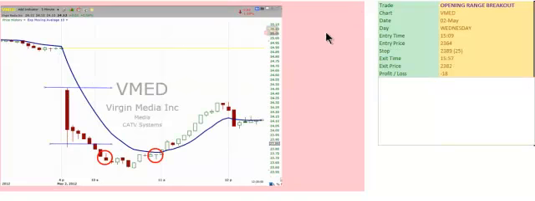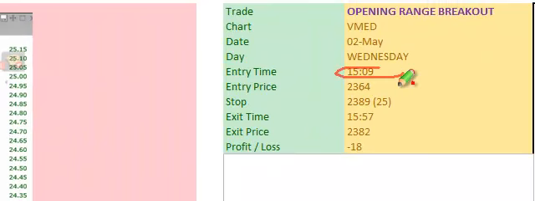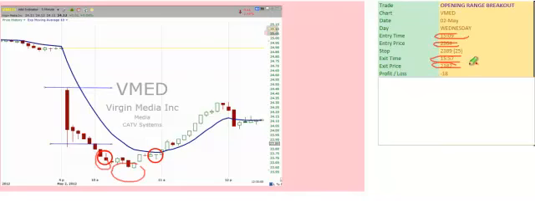Okay, so the next chart here is VMED. Again, a nice chart, holding within the 10-period moving average, with lots of volume on the way down, and then at 10:30 it started reversing. In fact, the whole market started reversing, so all these trades went from positive back into negative. Over here, entry time 3:09, entry price 23.64, stop loss 25 pips, exit time 15:57, exit price 23.82. As it came back, it stopped me out.